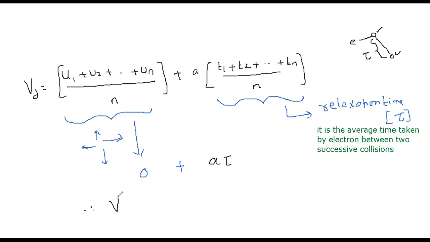So therefore what is Vd? Vd is equal to A into tau. It is one of the very very important formulas. The derivation is not yet finished. Okay. First copy this.